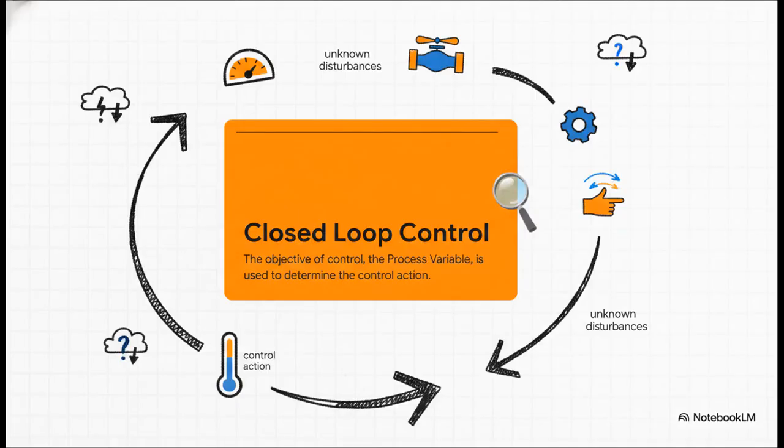Now, what's really interesting here is this continuous feedback architecture. Closed-loop control, or feedback control, is the absolute foundation for every PID loop in the industry. It takes the actual process variable, continuously measures it, and compares it to your set point to calculate an error. Then it dynamically updates the control action to eliminate that error, constantly self-correcting against unknown disturbances.